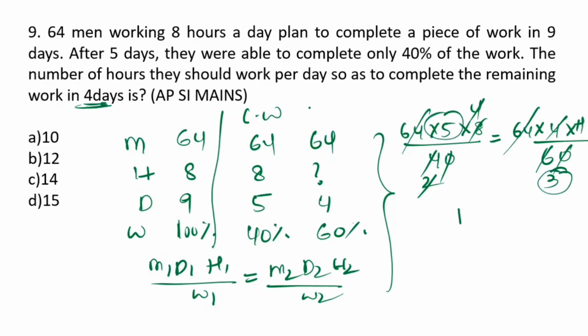So it will be cross multiplying. Hours H is equal to 5 into 3. So H is equal to 15. So total how many hours? 15 hours. If they work 15 hours a day, they can complete the work on time. Okay. Yes. So hope you have got the same answer.